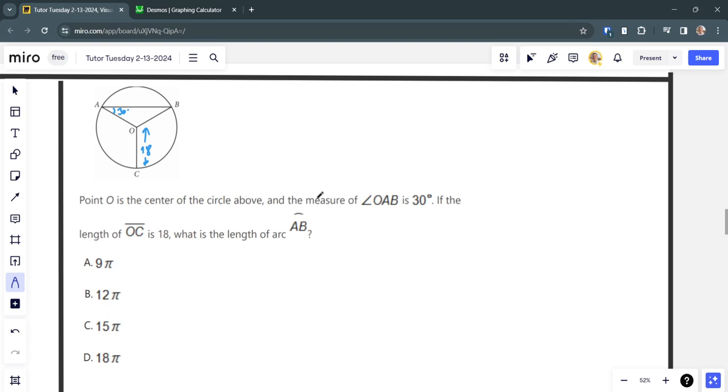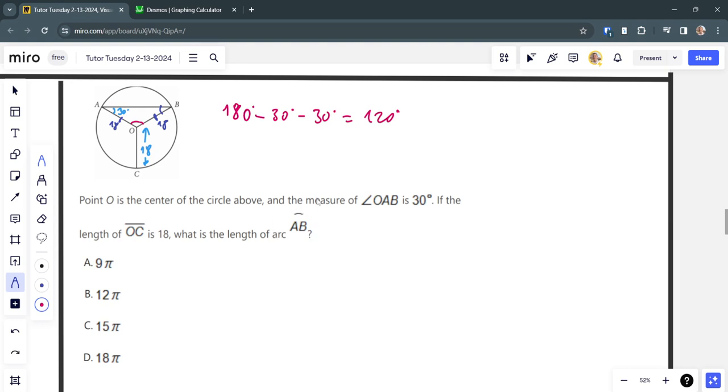Well, one thing I know here is that from O to A and from O to B, those are the same, those are congruent sides. They're both also 18. That makes angle B also 30 degrees. And so this central angle right here at O is going to be 180 minus 30 minus 30. It's 120 degrees.